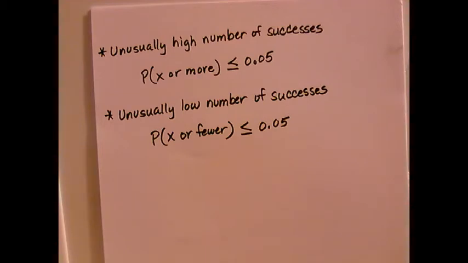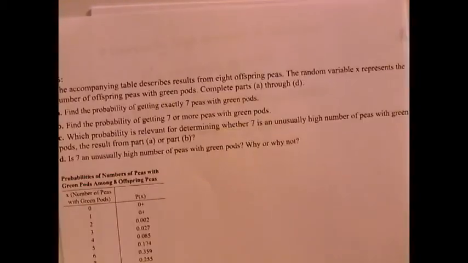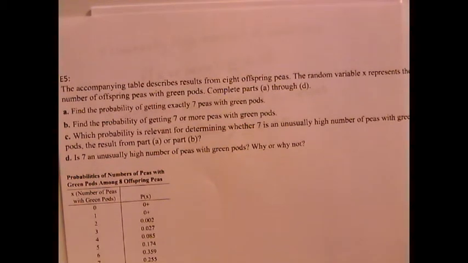So in this particular situation, let's say we had this example. The accompanying table describes results from 8 offspring peas. The random variable X represents the number of offspring peas with green pods. Here you want to complete parts A through D. And in part A, you want to find the probability of getting exactly 7 peas with green pods.